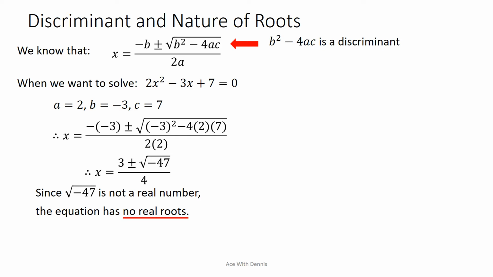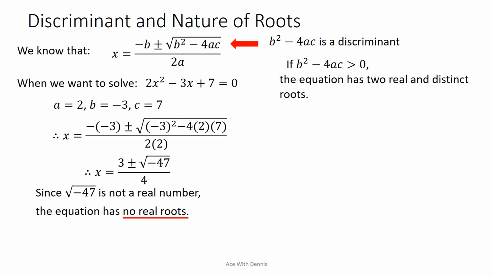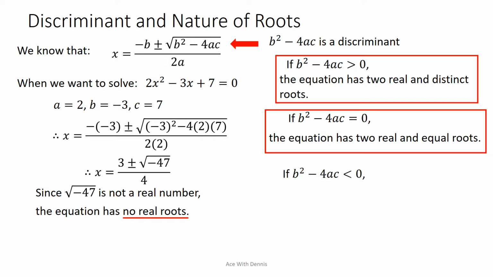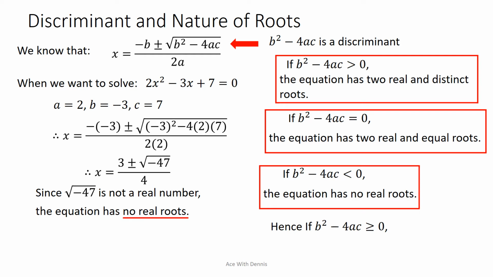b squared minus 4ac is the discriminant. If b squared minus 4ac is greater than 0, the equation has two real and distinct roots. If b squared minus 4ac is equal to 0, the equation has two real and equal roots. If b squared minus 4ac is less than 0, the equation has no real roots. Hence, if b squared minus 4ac is greater than or equal to 0, the equation has real roots.